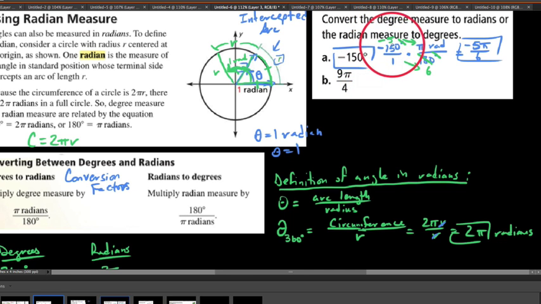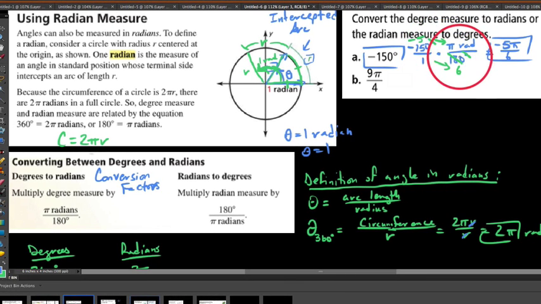It's just that we had to multiply by either pi radians over 180 degrees or vice versa. Now you'll notice that when we multiplied by pi radians over 180 degrees, we did so because that's how you go from degrees to radians, but also because what we wanted to have happen was our degrees to cancel out. We wanted to get radians left over.